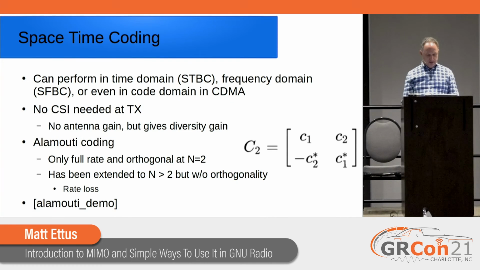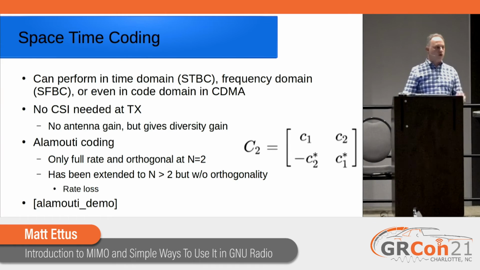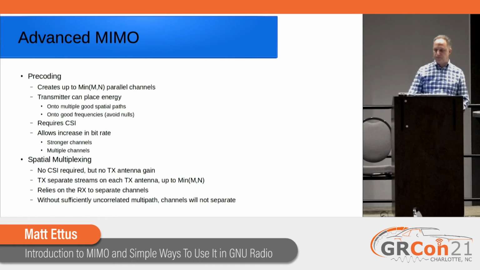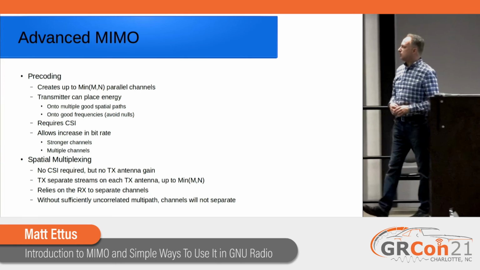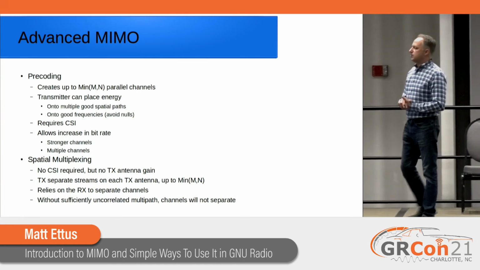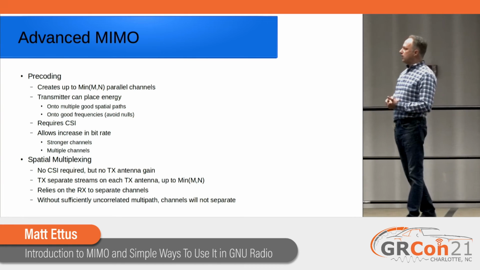Almost done here. So that's the space-time coding. There are more complicated versions with more antennas, but it's the same basic concept. Now, I don't have demos for the rest of it, but we'll talk a little bit about the more advanced MIMO stuff. So the first technique is called precoding.